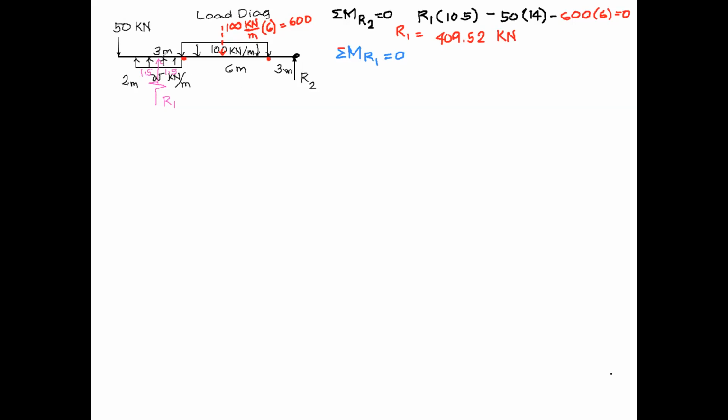Rotation about clockwise is 600. Summation of moment at R1 is 600 times 4.5. Then rotation about counterclockwise is R2 times 10.5, then minus 50 times 3.5. Okay, what is R2, please? R2 is 240.48.